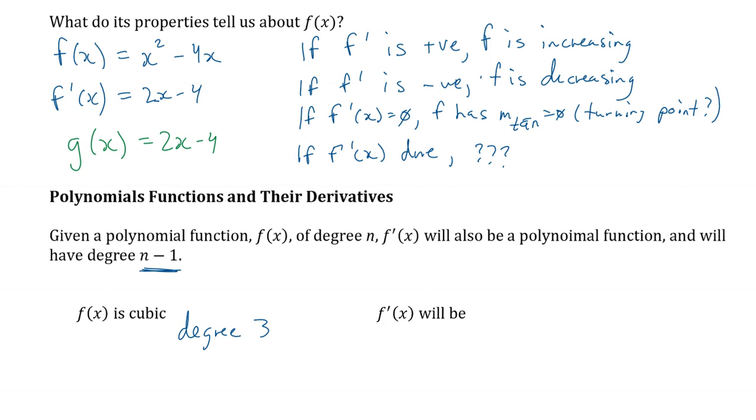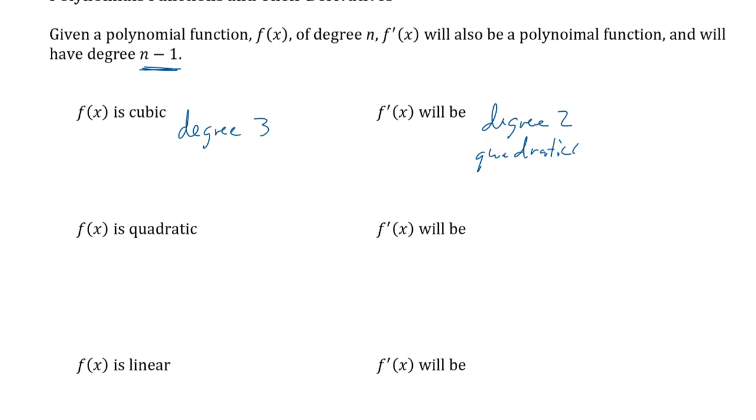Who understands this or who's lost? Maha? Quadratic, degree 2 quadratic. Good. This is going to become so obvious to you that you don't have to worry too much about it. Okay? If f at x is quadratic, that's degree 2. That's what we mean by n minus 1, by the way. When it says n minus 1, it's 1 less. Then f prime at x will be linear. Good. Degree 1 linear.